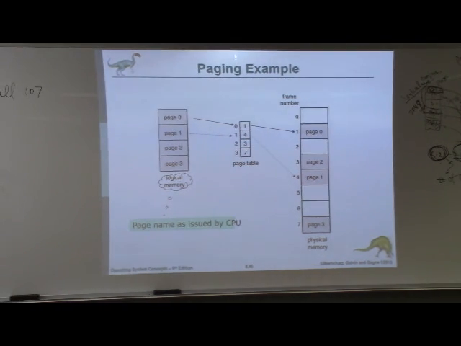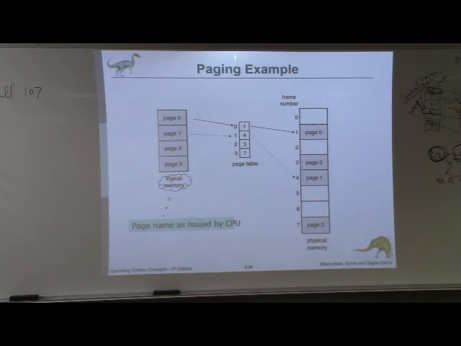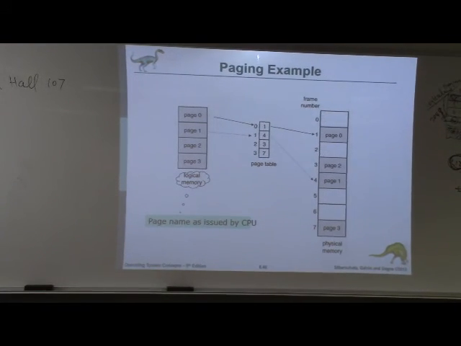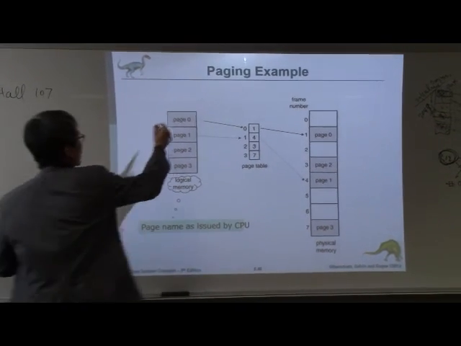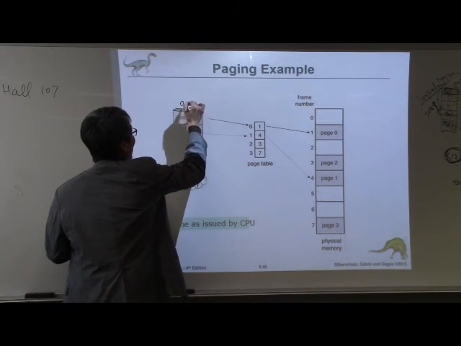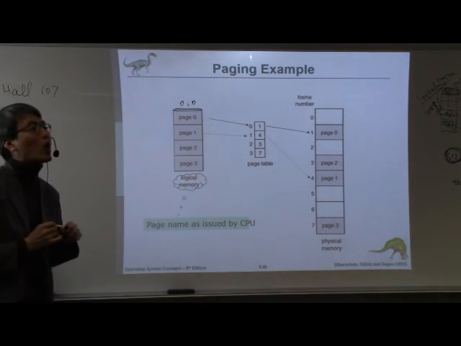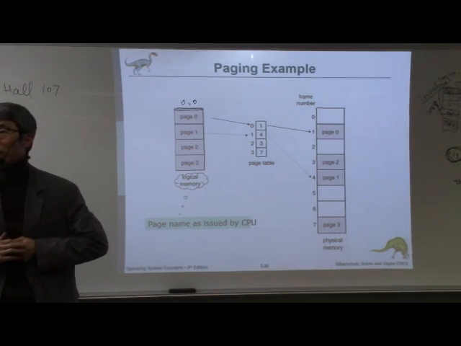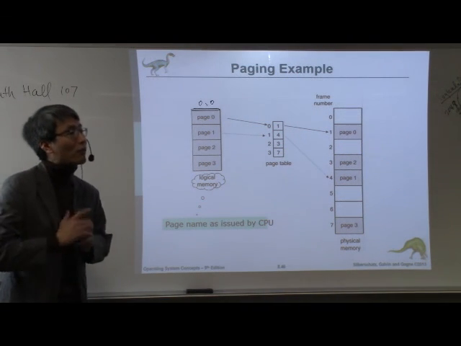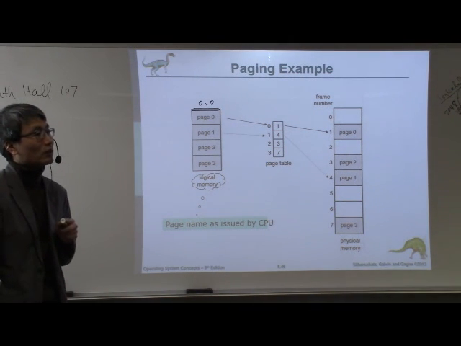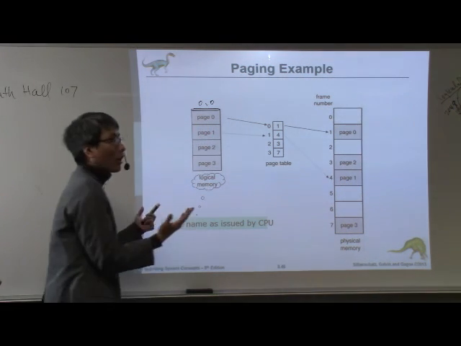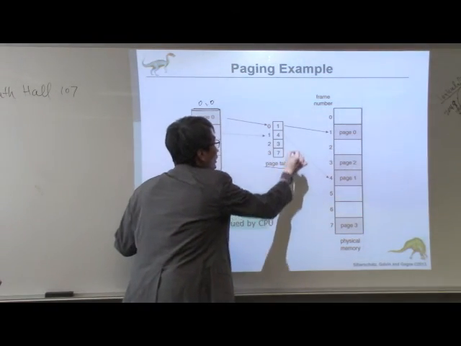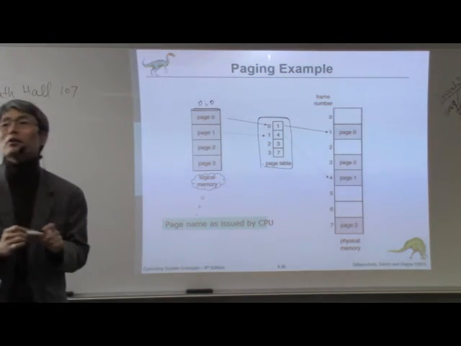Where is this page table? First, when the CPU processes an instruction, the instruction starts from here, so the page number is 0 and the offset is 0. Then how does the CPU process the first instruction? The program counter is 0. Then how does the CPU know? First, the CPU should know where the page table is.